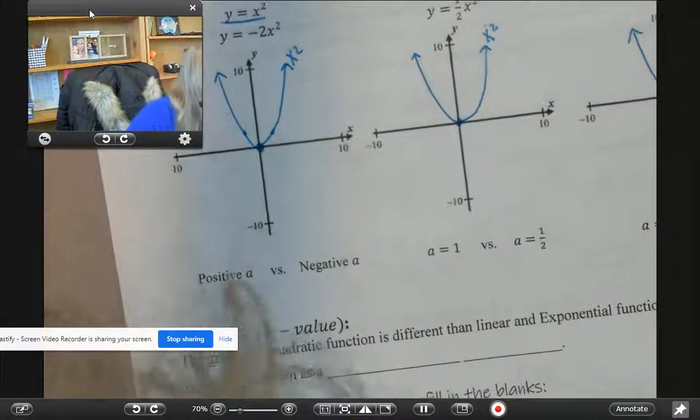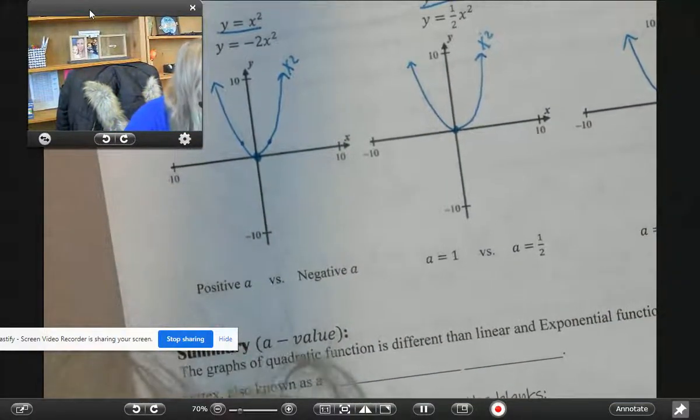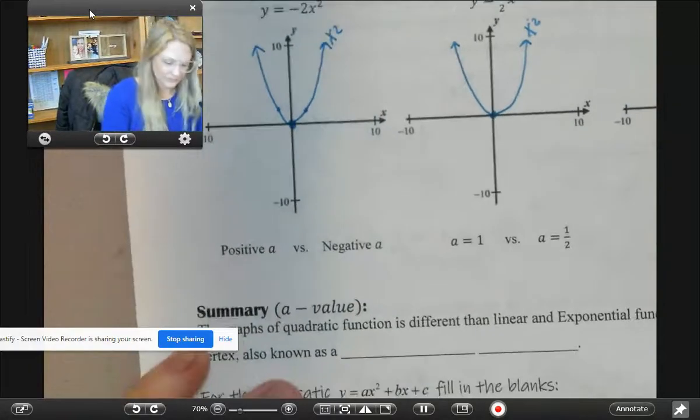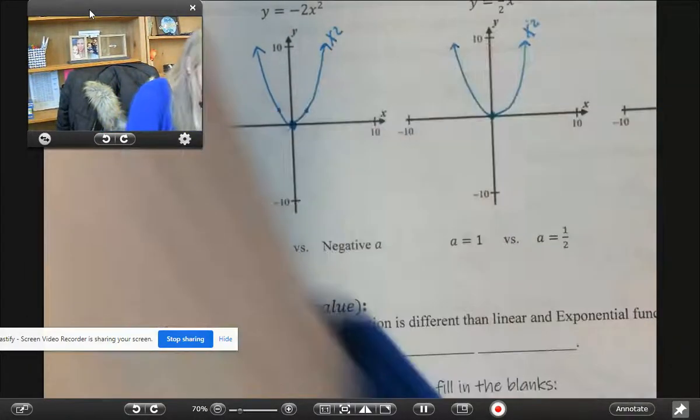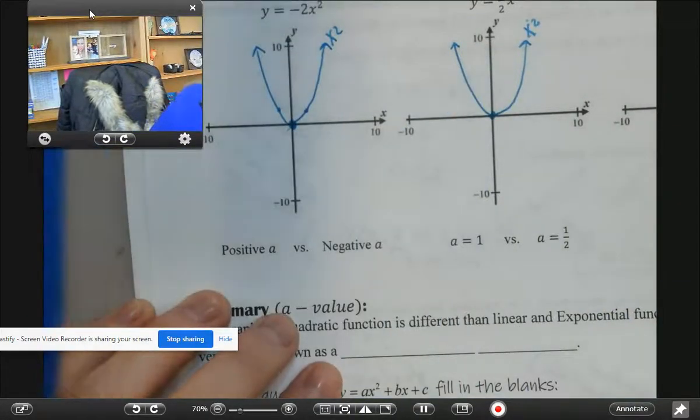Okay? Let me grab a different color here. So here's the negative 2x squared. Oh, good choice. That one doesn't work.